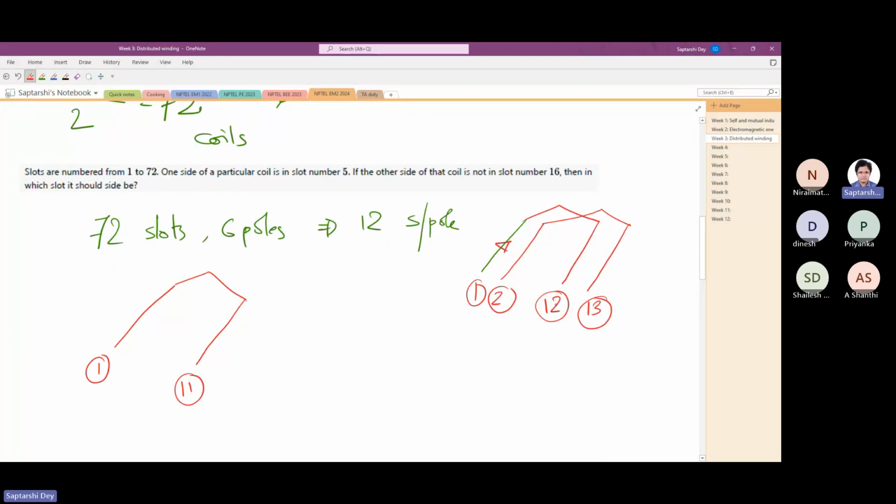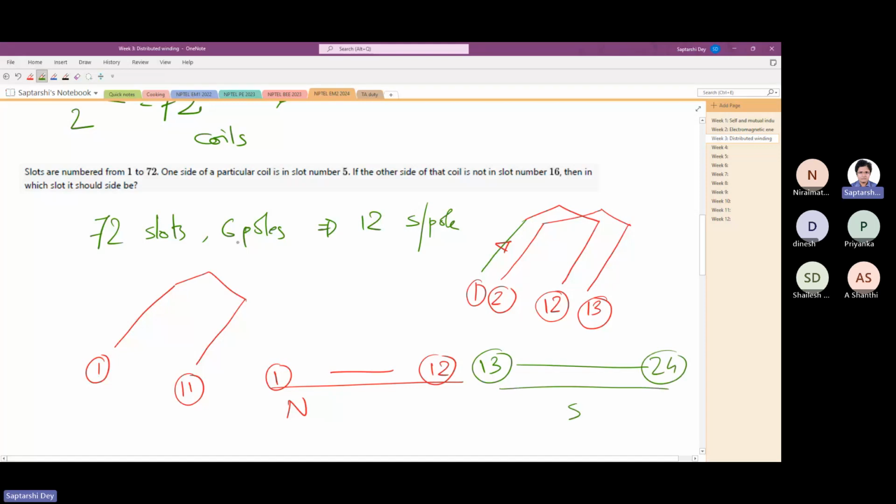No, sorry, I made one mistake here. 12 slots per pole. So north pole will have 1 to 12, and south pole starts from 13 to 24. So if it is full pitched winding, if it is going through 1, it comes back in 13, not 12. And slot number 2 comes back in 14. That is for full pitch. Now it is short chorded by one slot, so it is now coming back in 12. That is, if it is going from slot number n, it will be returning from slot number n plus 11. That's what we will be expecting.